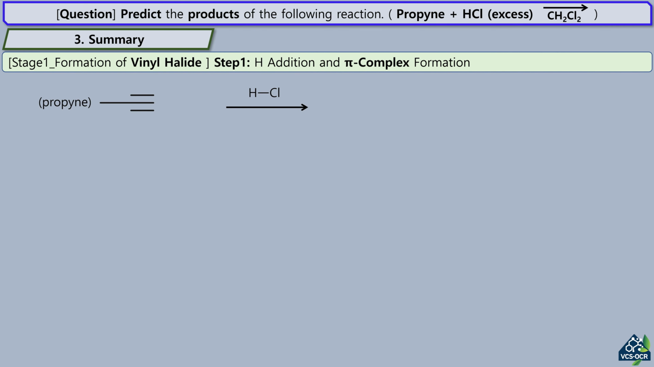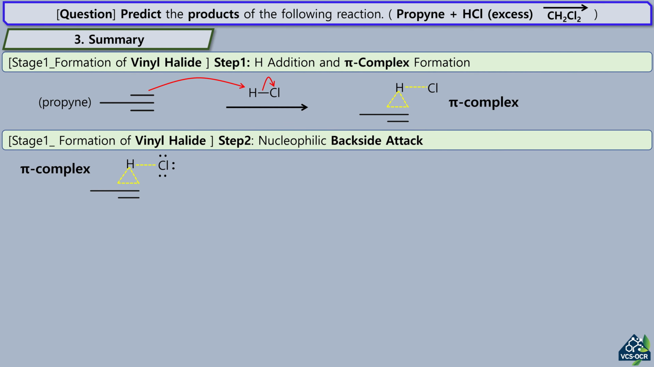Let's summarize. Stage 1. Formation of vinyl halide. Step 1. H addition and pi complex formation. The alkyne's pi electrons attack the polarized hydrogen of HCl to form a pi complex. Step 2. Nucleophilic attack. Within the same pi complex, the adjacent Cl- rapidly attacks the more substituted carbon from the backside, yielding the vinyl chloride.